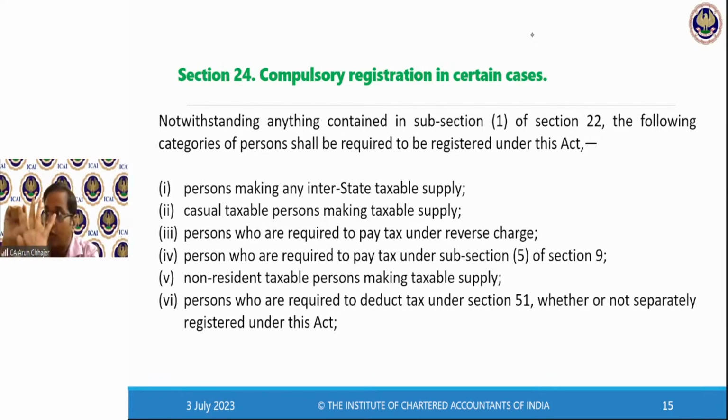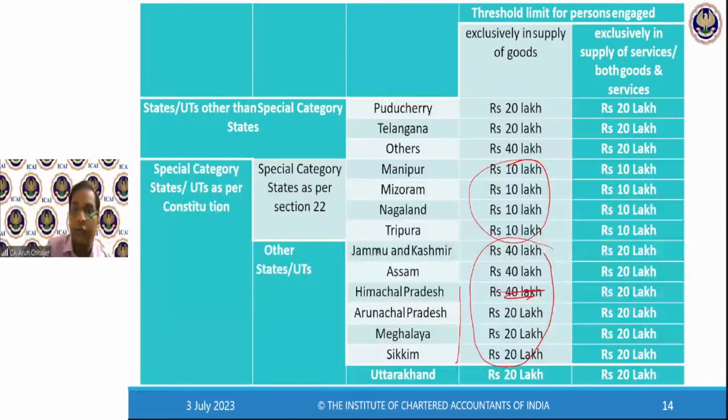There are 4 situations: voluntary registration, mandatory registration, and for certain goods and for certain state. So for those states, if they are special category, then limit of 10 lakh would be there, like Manipur, Mizoram, Nagaland, and Tripura. And for other state, the 20 lakh would be there, like Pondicherry, Telangana, Arunachal Pradesh, Meghalaya, Sikkim, etc. ठीक है?